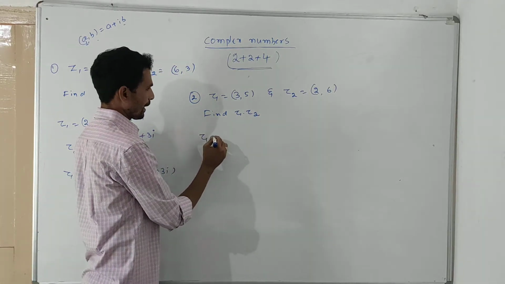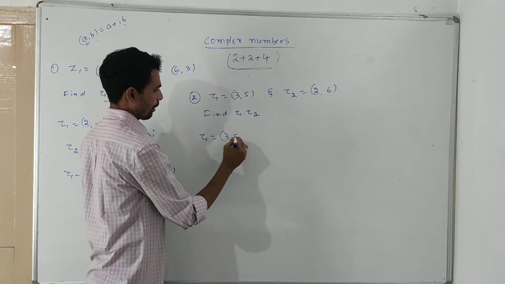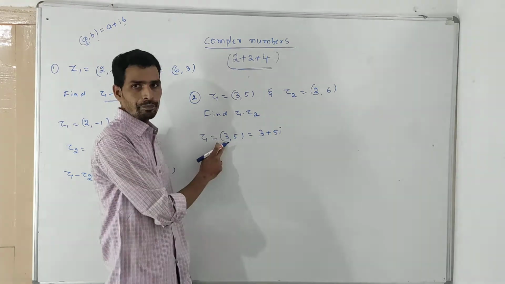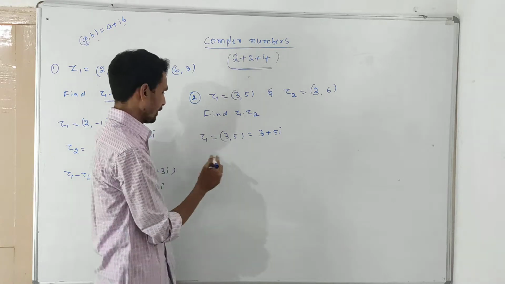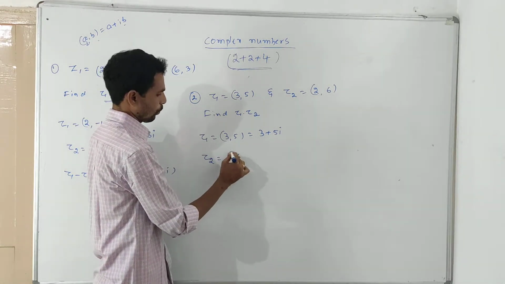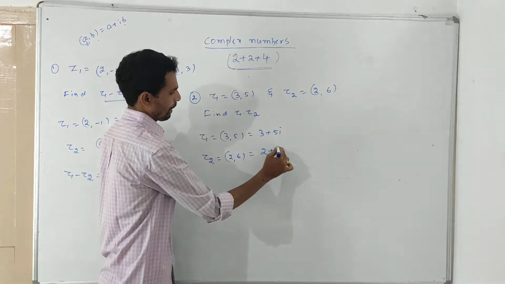Indirectly, z1 can be written as 3 comma 5, and 3 comma 5 can be written as 3 plus 5i. Already we know first one is the real part, second one is the imaginary part. Next, z2. What is given? 2 comma 6 is given. 2 comma 6 can be written as 2 plus 6i.